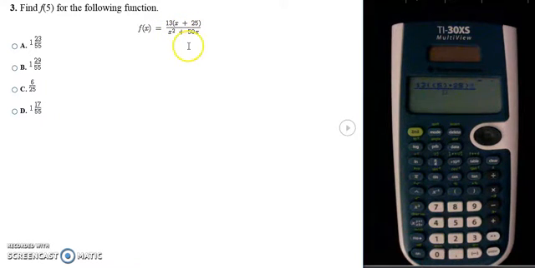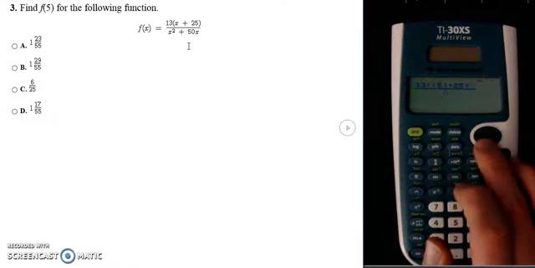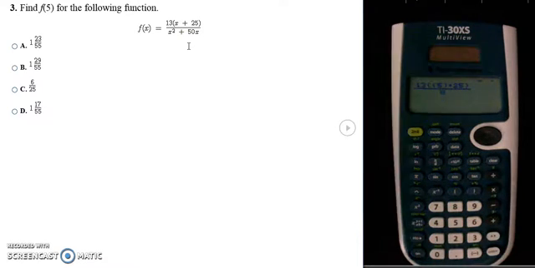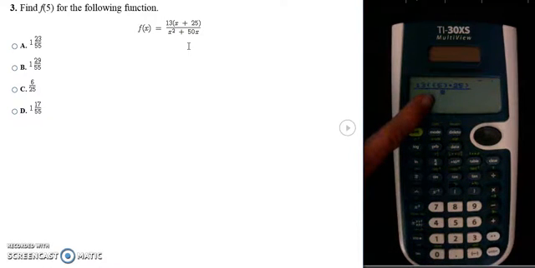Now I'm going to look at the bottom of the fraction, the denominator. So I'm going to use my down arrow to scroll down to the bottom, and now I see my cursor is blinking there, so I know I'm in the right place.